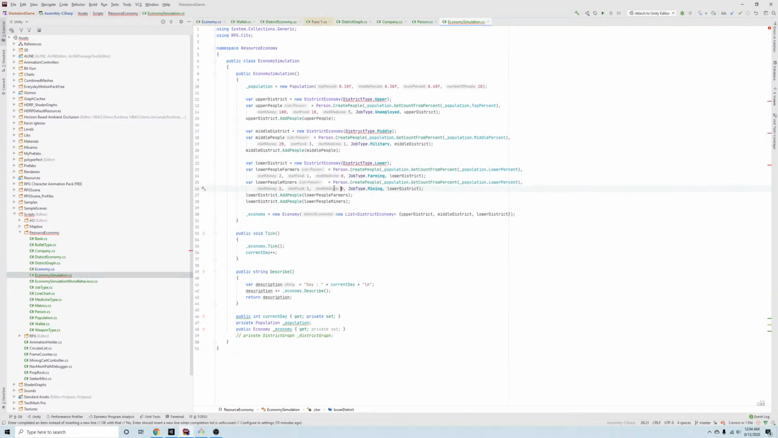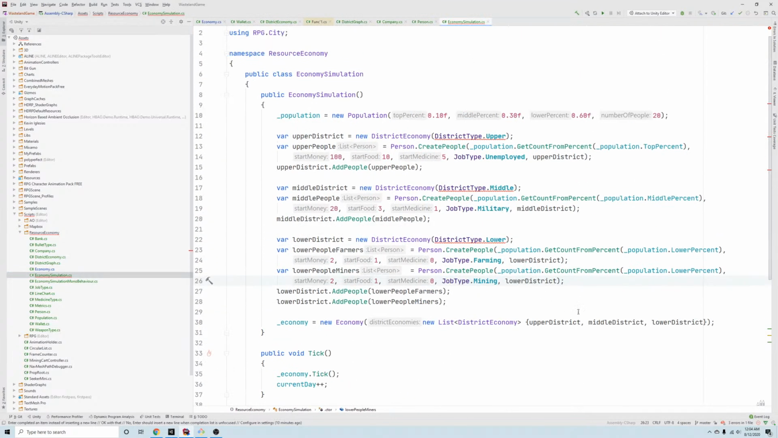So I think the last thing to do is just create an owner for each one of these districts and provide it to the constructor. So let's see how we can do that.